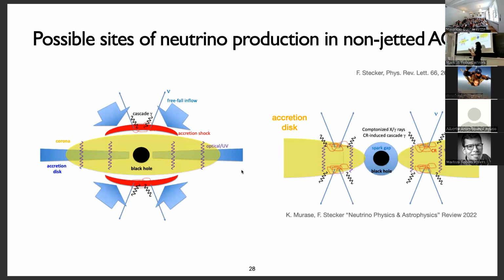And then we have all these photon fields related to the accretion disk. This is where neutrinos can also be produced, in the cores of AGN. And when this happens, we have so many more non-jetted AGN than jetted AGN that we expect a strong neutrino signal. So that was the paper in 1991.